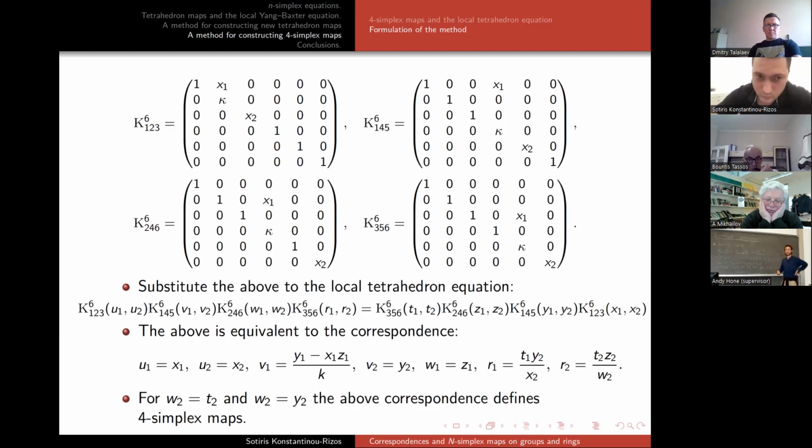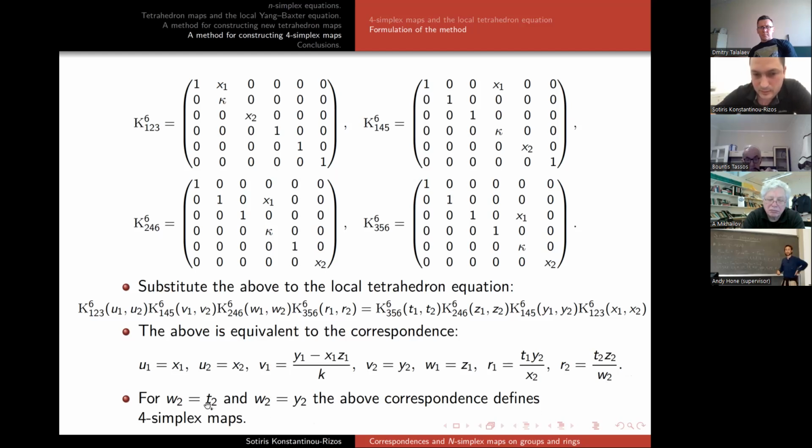But in order to do so, we first need to introduce this notation. We need to write down this 6 by 6 generalization of this matrix. So we write them down. We substitute into the local tetrahedron equation, and we see that this equation is equivalent to this correspondence. All of it is expressed in terms of W2. W2 is our free variable.